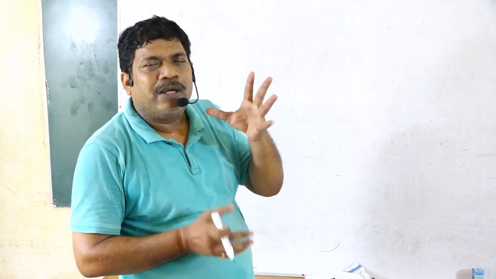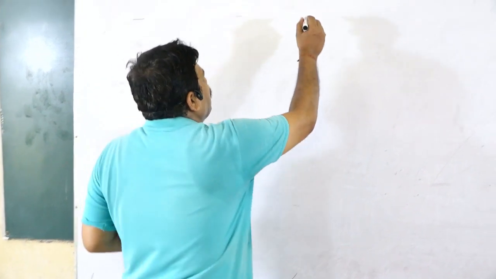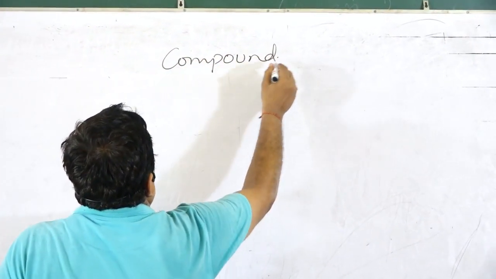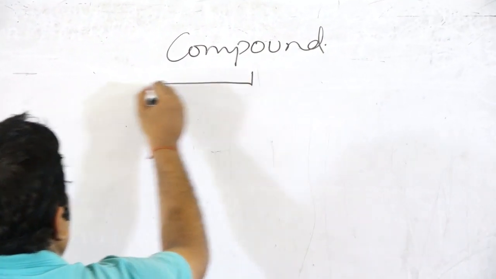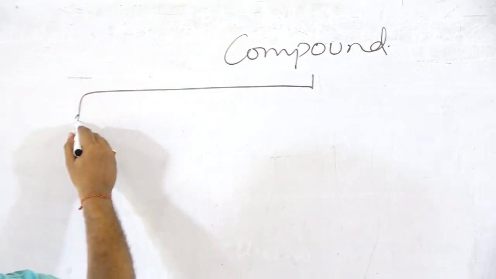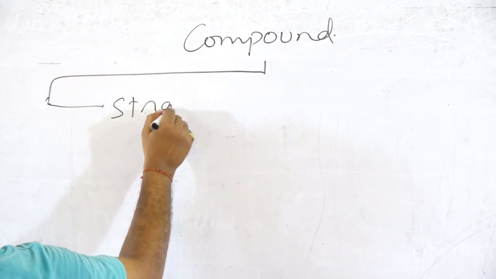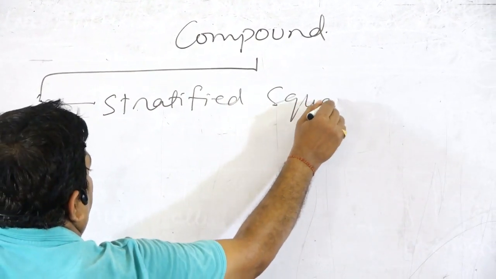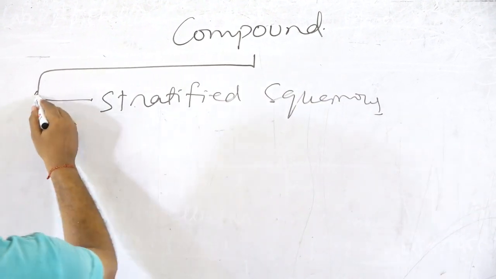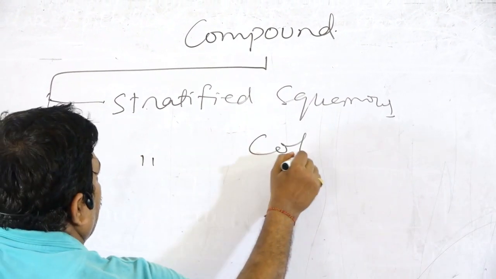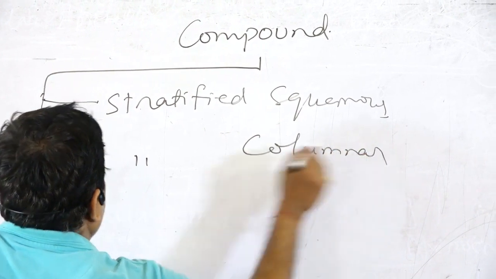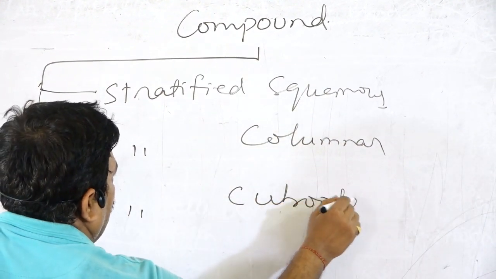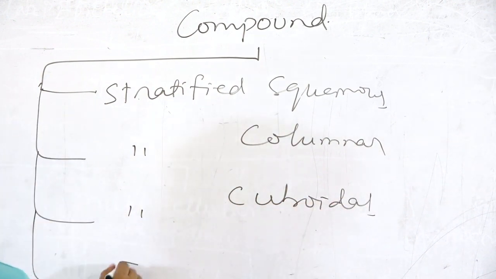Now next is stratified epithelium, compound epithelium, which we classify as stratified squamous, stratified columnar, stratified cuboidal and transitional.